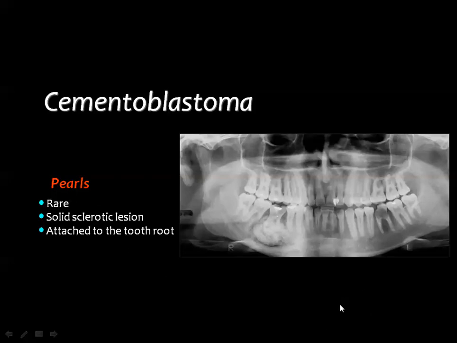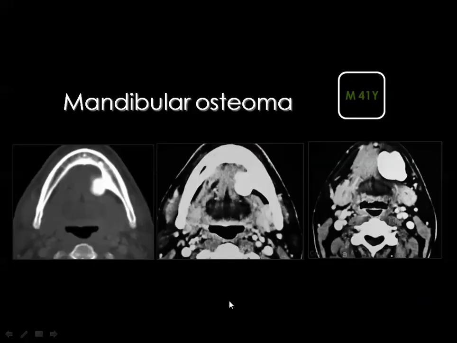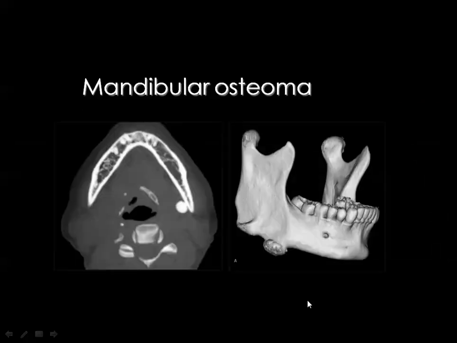Then we came to the non-odontogenic tumors like osteoma, chondroma, chondroblastoma, and giant cell tumors. All these lesions can occur anywhere in the body and also can affect the mandible. This is just an example of osteoma of the inner table of the mandible encroaching on the mouth floor. And this is the small osteoma arising from the inner table of the mandible and by the 3D reformatted images.